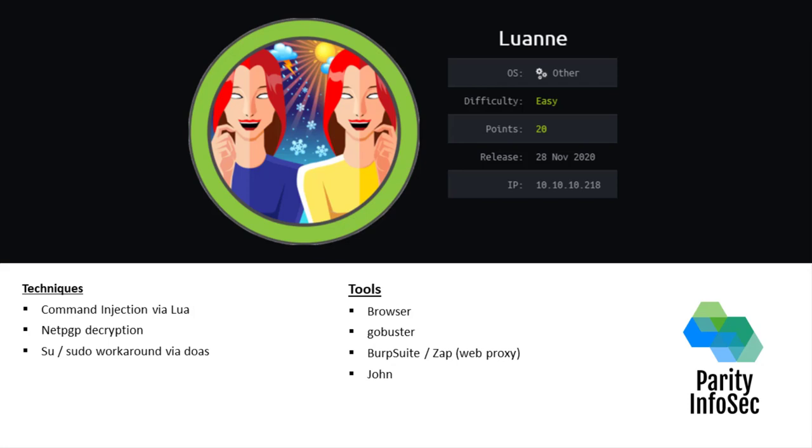GoBuster and Burpsuite kind of tackle all those in order to get through the HTTP site. And then we'll use a little bit of John to crack a few passwords, and we're in. This is a NetBSD operating system, so there will be a few quirks, frankly, a lot of quirks. As well as we're going over HTML, so there's gonna be some URL encoding issues. We're gonna get through this box through command injection, getting onto the system, and then using some decryption through NetPGP. And then there's no real application that we can use for su or sudo, so we're gonna have to work around that with doas. But other than that, that's everything.